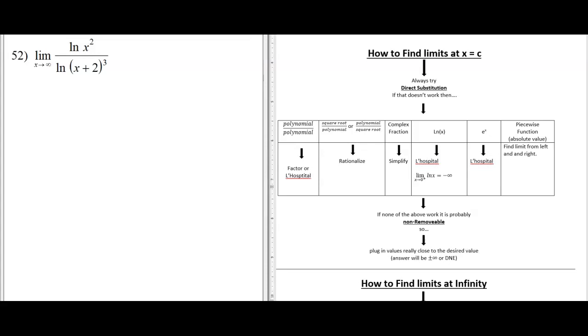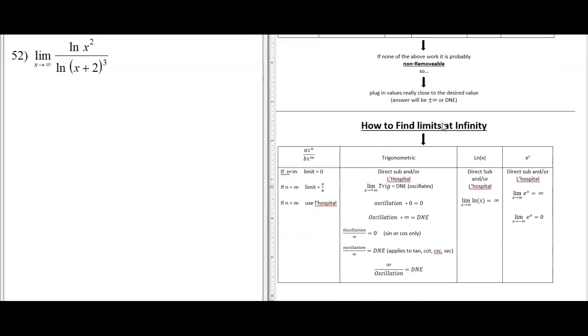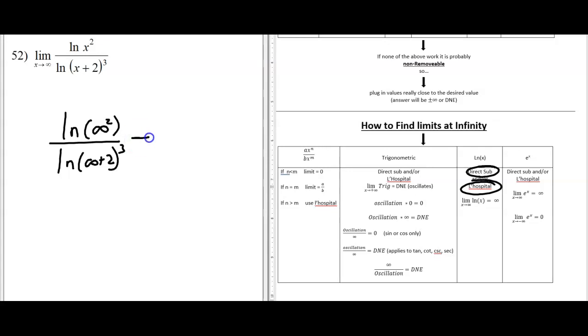All right, we're back to another limit at infinity, so I'm going to scroll down here. It's an ln problem, so we're going to be doing direct sub and probably L'Hopital. So let's go ahead and see how that pans out. Direct sub is going to be ln of infinity squared over ln of infinity plus 2 cubed. Okay, that's interesting. I'm going to use arrows here. Well, infinity squared is just infinity. And infinity plus 2 is infinity. And if you cube infinity, you get infinity. So what we really have here is this.